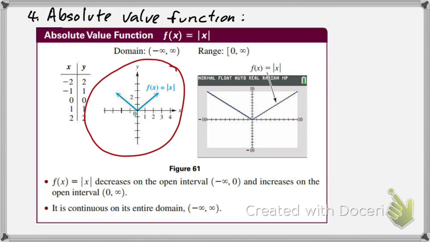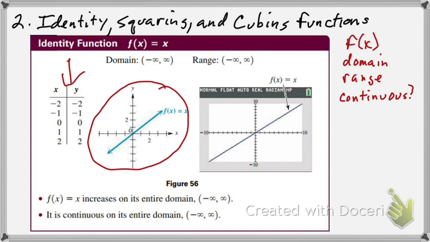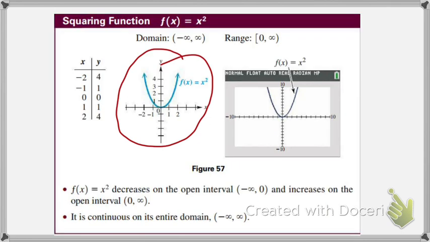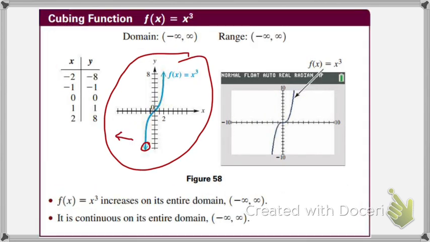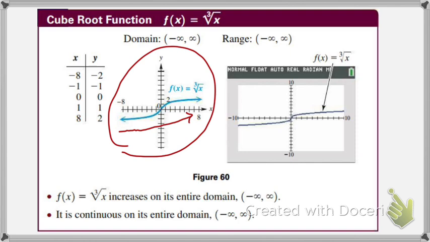This one decreases over part of its domain and increases over part of its domain. So which ones are we talking about here? We got 6 of them. The identity function, picture the graph. The squaring function, it's just a parabola. Cubing, square root, cube root, these are all different enough that you're not going to get them confused, I hope. And then absolute value.